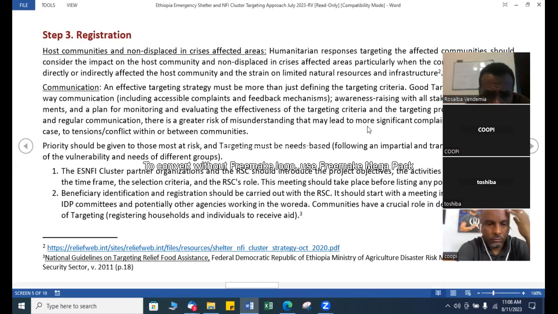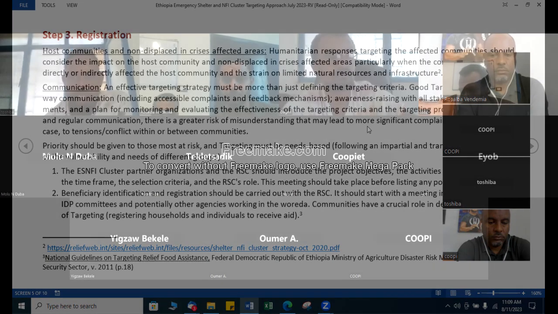Without communication, everything might become an issue. So always during the registration process, we have to communicate the targeting process, the complaint and feedback sharing mechanism, the monitoring platform, and other things, and they have to be properly shared. Making this happen will create harmony in our response, harmony with the communities, harmony with authorities and other stakeholders that are working with us.